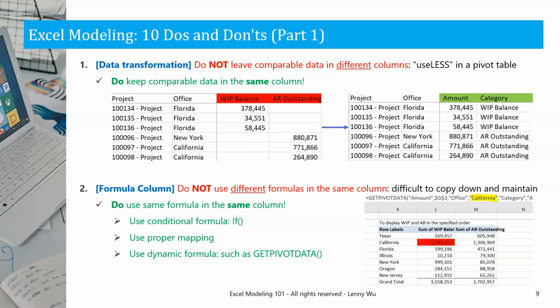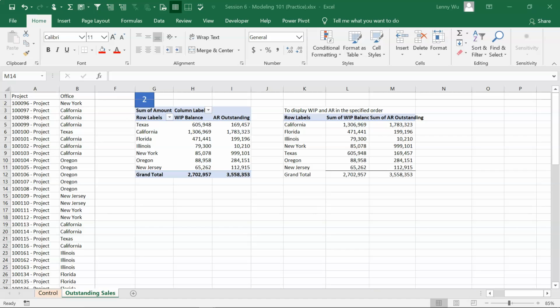Now let's see the example in Excel. In the Excel model, we can see two tables. The process is to use the pivot table which is generated from the previous WIP and AR balance data and pull that data into the second table which has a different specified order of location. As it's noted here, it says to display WIP and AR in the specified order, because this order is different from the order in the pivot table.